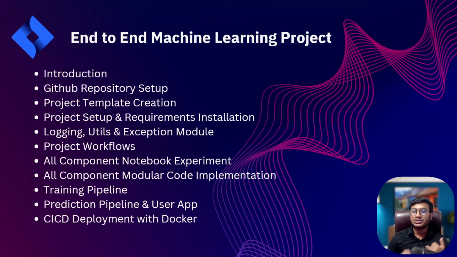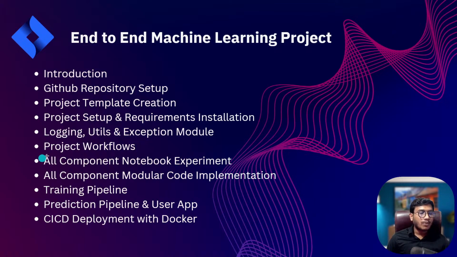Let's say data ingestion, data validation, data transformation, model trainer, model evaluation. These are called components, and together they make up the entire training pipeline. These are the separate components we have to implement, so we'll implement them in the Jupyter notebook. Then we'll try to convert all the components into our modular coding implementation. I hope it is clear.